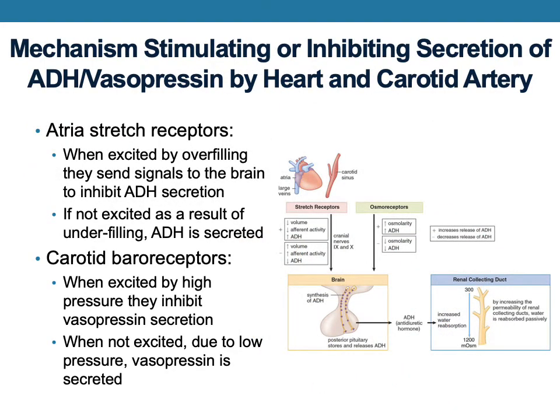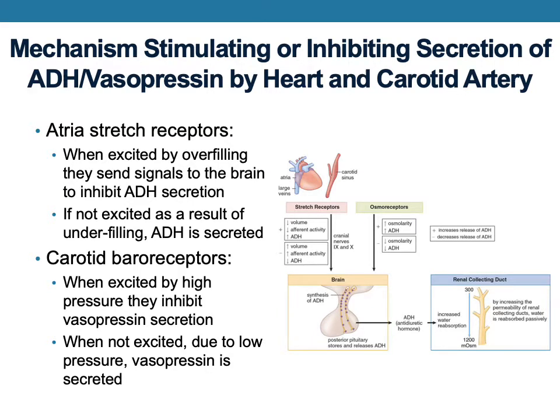Mechanism stimulating or inhibiting secretion of ADH/vasopressin by the heart and carotid artery. When atria stretch receptors are excited by overfilling as a result of normal or excessive blood volume, they send signals to the hypothalamus to inhibit ADH secretion. If the stretch receptors in the atria are not excited as a result of underfilling, they will send signals to the hypothalamus to have the posterior pituitary release ADH.